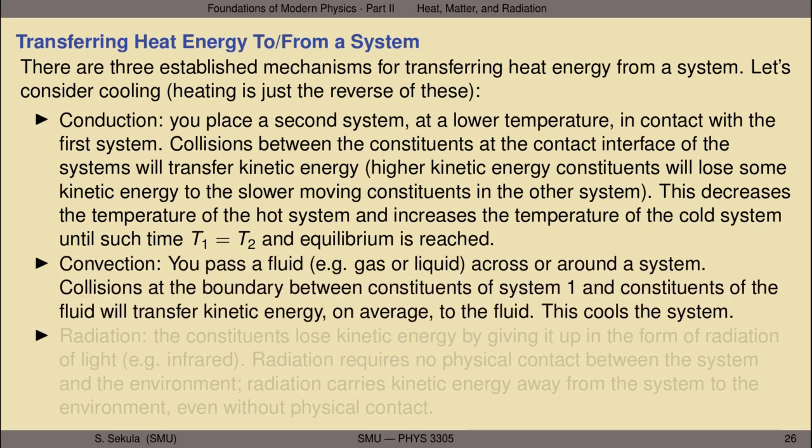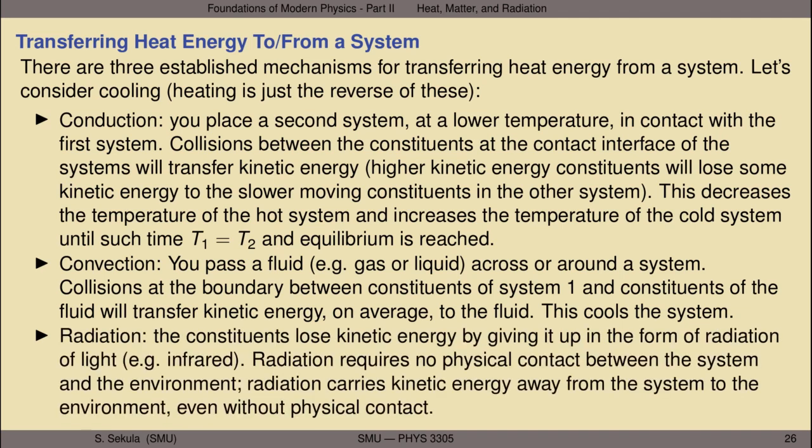Then there is convection. In convection, you pass a fluid, like a gas or a liquid, across or around another system. So if we want to take a system and cool it, we might blow air over it, or push water across it in some kind of current. Collisions at the boundary of your system between the constituents of your system and the constituents of the fluid will transfer kinetic energy, on average, to the fluid. The fluid, if it's cooler, will have lower kinetic energy constituents, and collisions will tend to favor increasing the kinetic energy of the cooler system's constituents. And this ultimately cools your target system, system one, by lowering the average kinetic energy of that system.